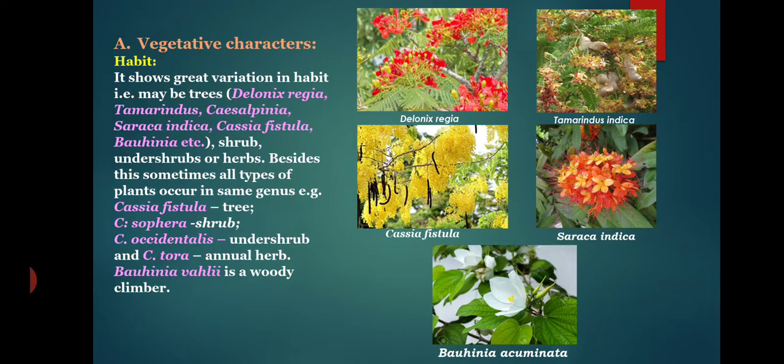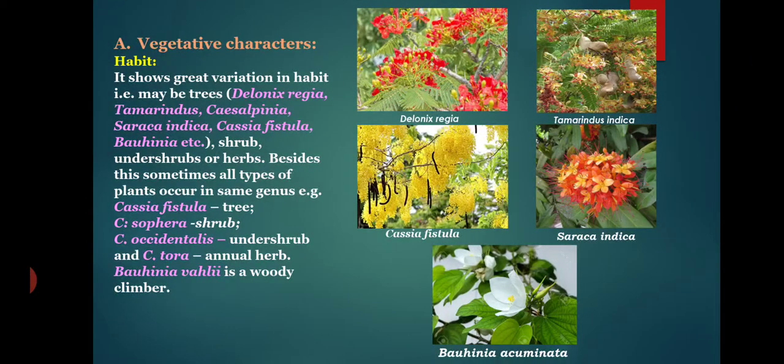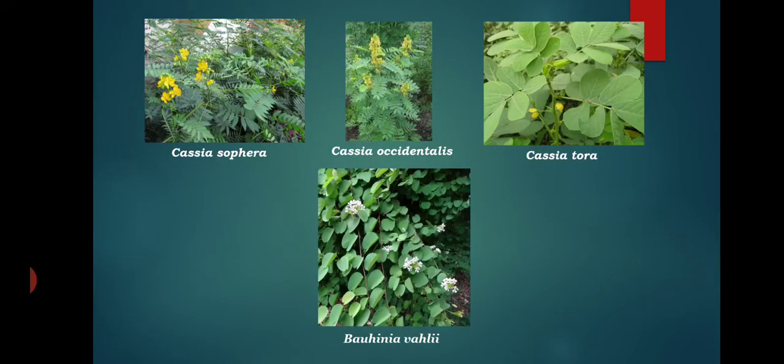And sometimes all types of plants occur in the same genus. For example, Cassia fistula, it's a tree. Cassia sophira, it's a shrub. Cassia occidentalis, that particular species, with that genus there are trees, shrubs, and other types, undershrub and annual herb, that is Cassia tora. And Bauhinia vahlii is a woody climber. Okay, and in the next slide we can see these figures.